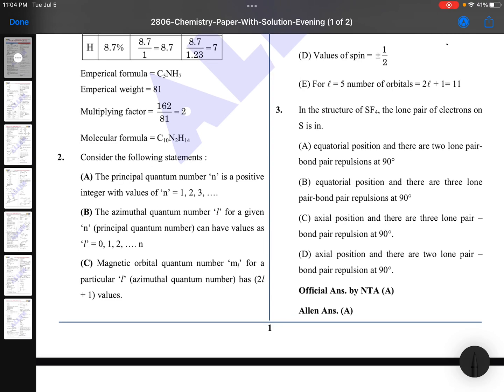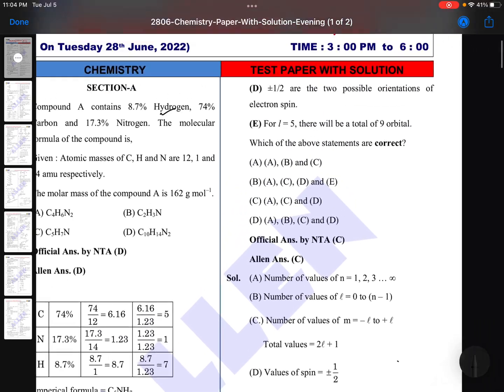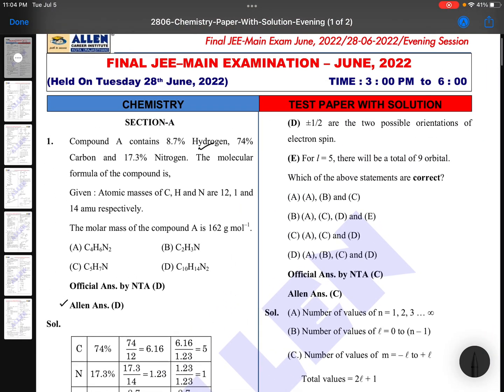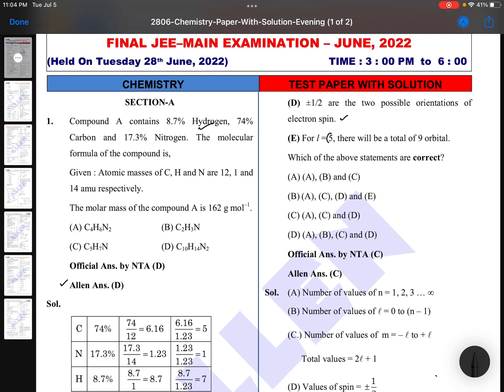Consider the following statements. The principal quantum number n is a positive integer with values of 1 to 3. This is the right statement. The azimuthal quantum number L for a given n can have values... this is wrong statement, it is up to n minus 1. So B is wrong. Magnetic quantum number can have 2l plus 1 values. This is right statement. Plus half are the two possible, plus and minus, orientations of electron spin. This is right one.